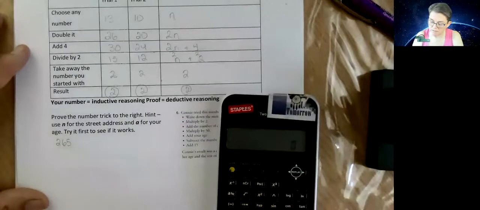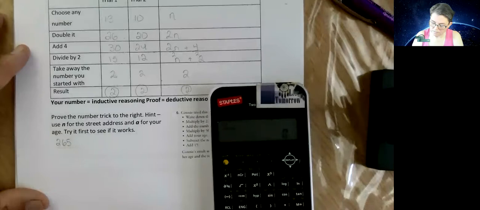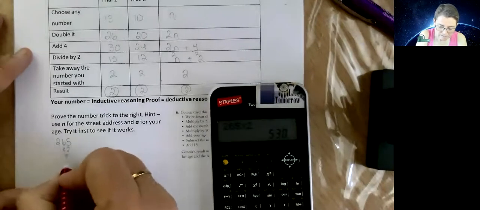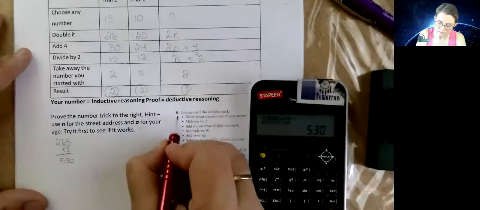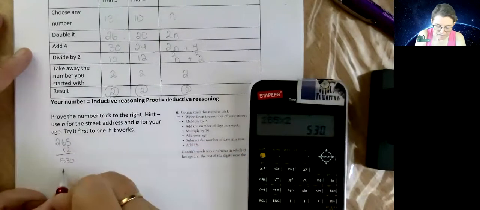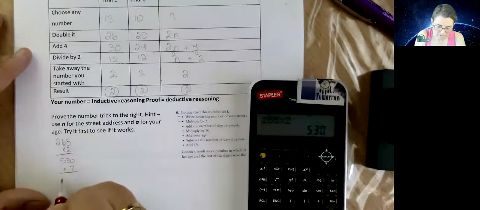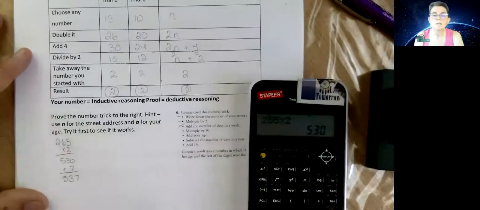Multiply by 2. 265 times 2. I'll do this. 530. All right. Add the number of days in a week, plus 7. So that's 537. Check. Multiply by 50. So 537 times 50. All right, 26,850.